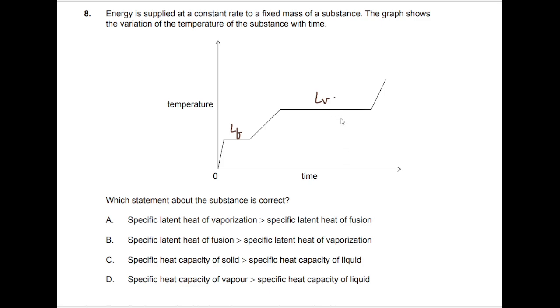Latent heat is basically the hidden heat where the temperature doesn't rise, but the provided heat goes into breaking up the bonds to change the state of matter. Latent heat of fusion, basically solid converts to liquid, and latent heat of vaporization, the liquid converts to gas. So, I can clearly see that the bigger the horizontal line, the bigger is the latent heat. So, latent heat of vaporization is more than the latent heat of fusion. So, A is the correct answer.